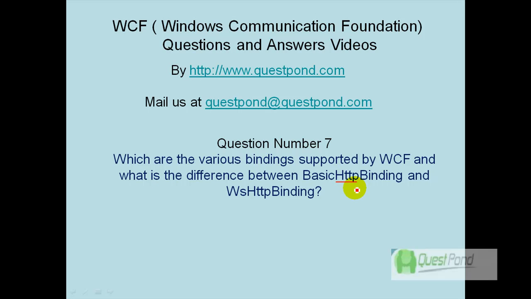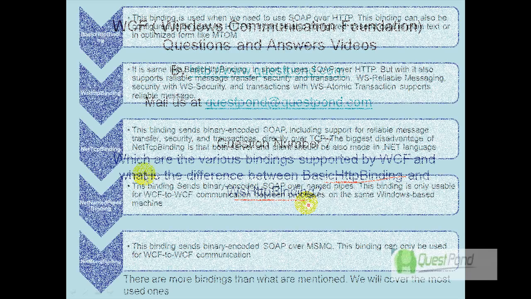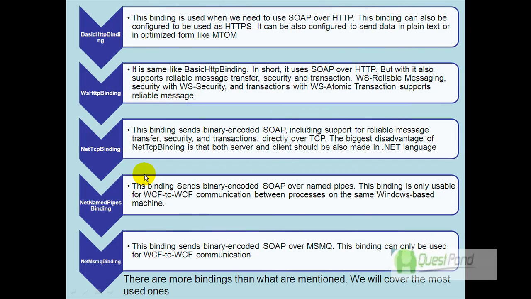So what we'll do in this question is, first we'll go through all the various kinds of bindings supported by WCF, and then we'll take up two important bindings, that is basic HTTP binding and WS HTTP binding, because both of these bindings look very much similar, but they have a huge difference. We will cover 5 important bindings in this slide. Definitely there are more bindings than what are mentioned in this slide, but covering these 5 bindings will cover most of the commonly used protocols.